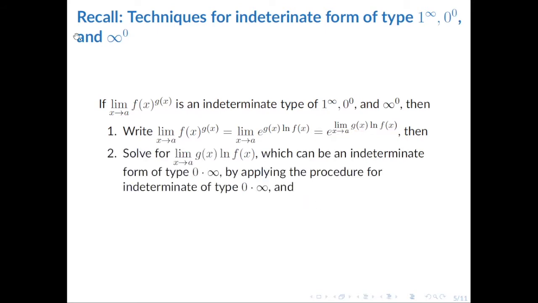Then we solve for this one, no? We solve for the limit of this one as x approaches a. So ito siya, which can be an indeterminate form of type 0 times infinity. So kapag ganyan, i-apply natin yung procedure kapag 0 times infinity, yung indeterminate form. And finally, ayan. So ito, equal siya dito. So e raised to the limit of g of x ln f of x as x approaches a.